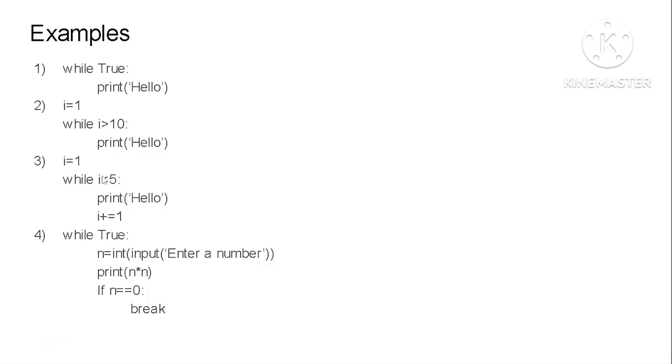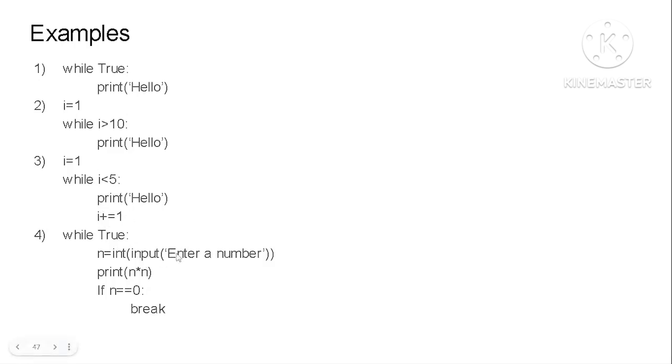So next time in the loop i will become 2. 2 is less than 5, so hello will get printed. 3 is less than 5, hello will get printed. 4 is less than 5, hello will get printed. But when it becomes 5, 5 is not less than 5, so the loop will stop. So give a starting condition, give a checking condition, and then give an increment or a decrement value in order to stop the loop somewhere. Okay.